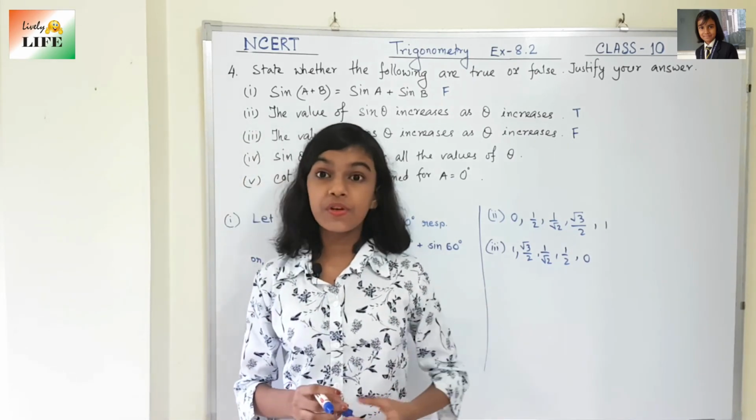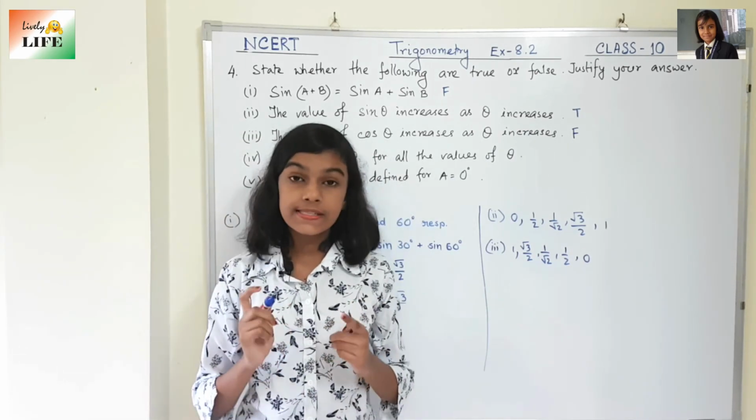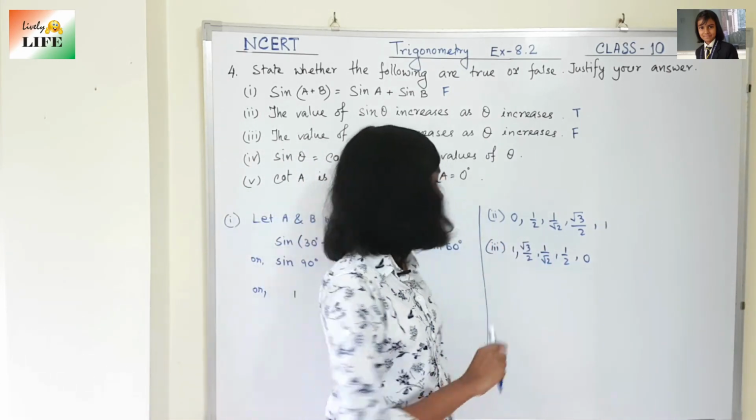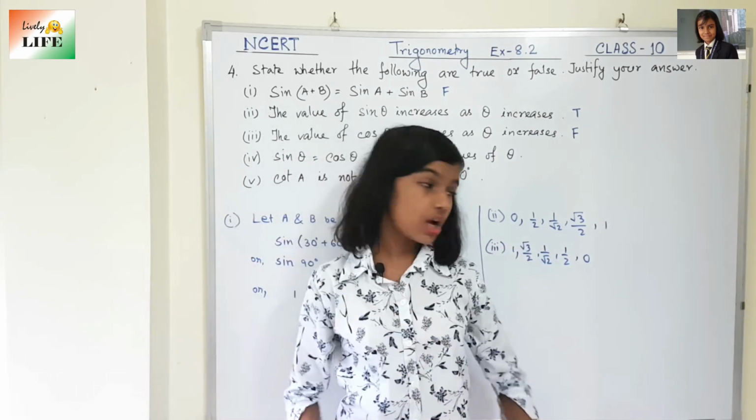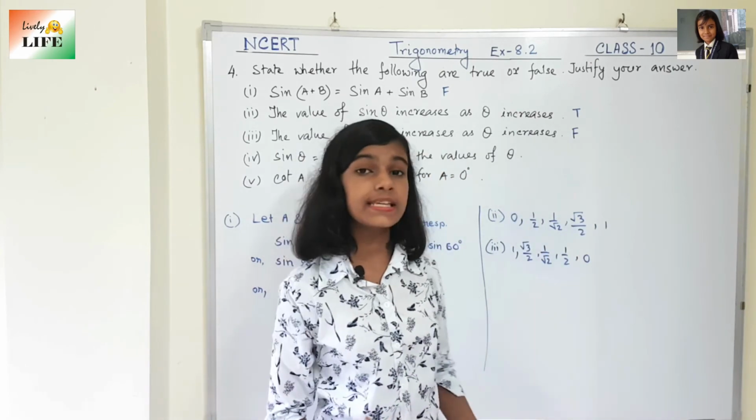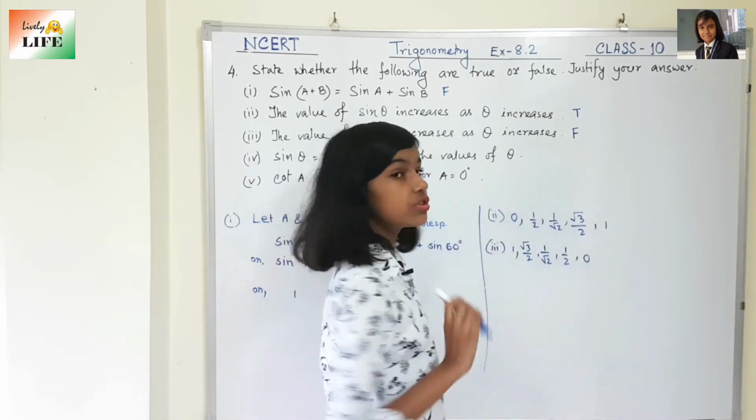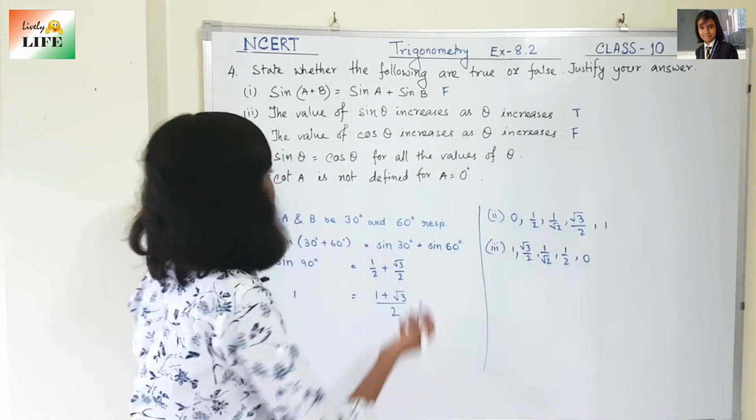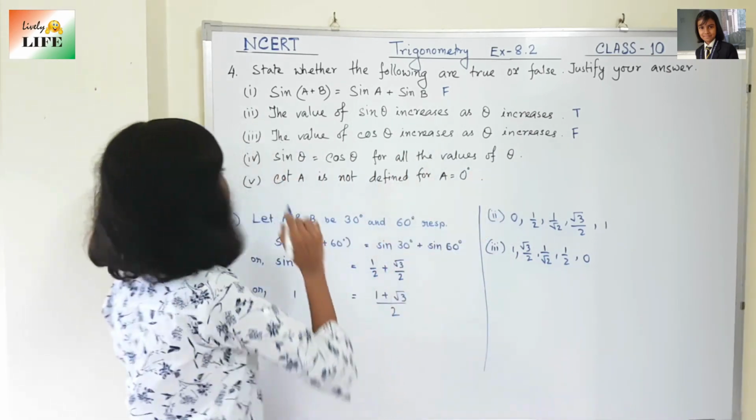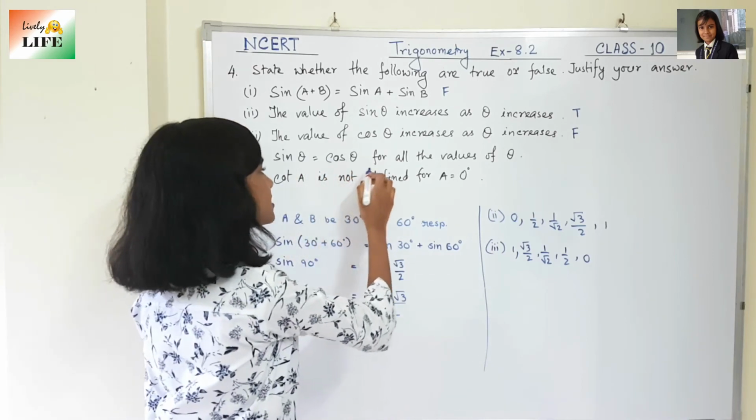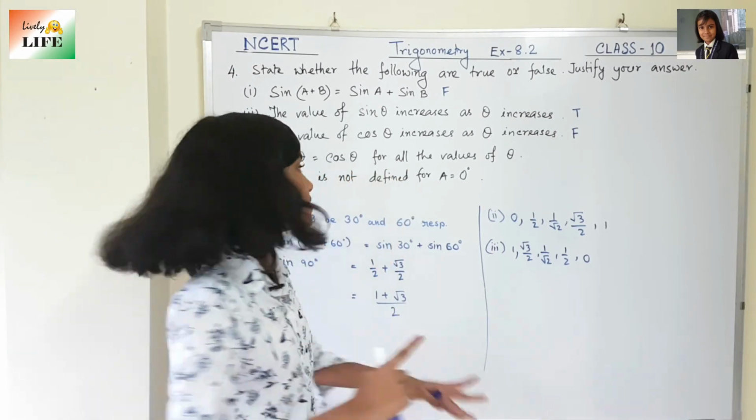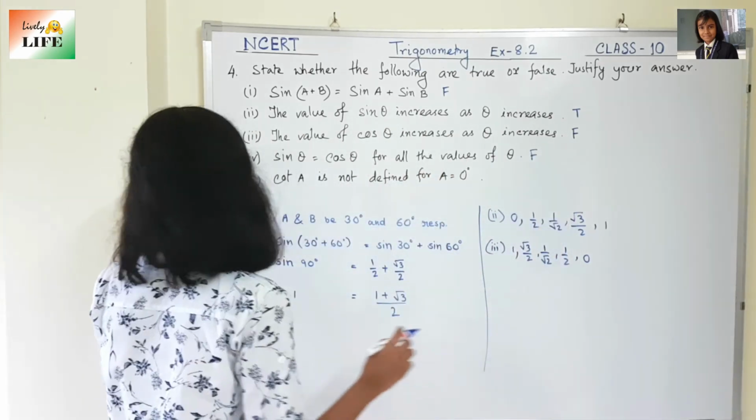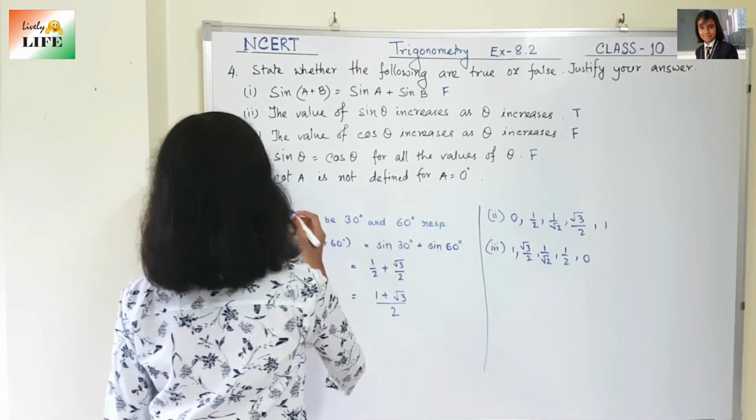If we take the example of 30 degree, so what is sin 30? Sin 30 is 1 by 2, right? And what is cos 30? Cos 30 is root 3 by 2, so it is not same. If we take the example of 60, what is sin 60? It is root 3 by 2. And what is cos 60? It is 1 by 2. So it is not same. It is not same for all the values of theta, right? Sin theta is equal to cos theta for all the values of theta. No, this is false. F. False. Okay.